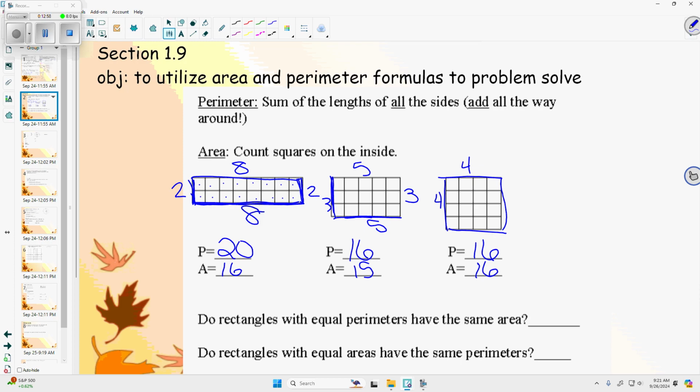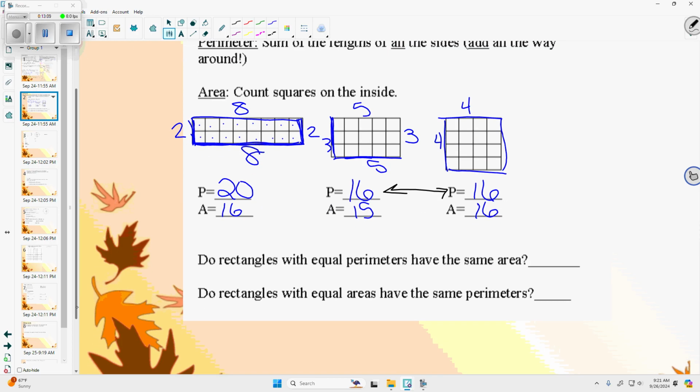Okay, so do rectangles with equal perimeters have the same area? Looking at this, I got equal perimeters right there. Do they have the same area? 9. All right. Do rectangles with equal areas have the same perimeters? Probably not. No, because we got equal areas with the first and the third, but they don't have the same perimeter.